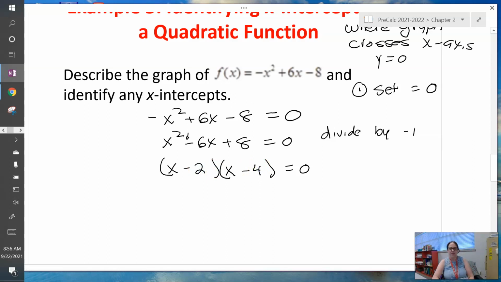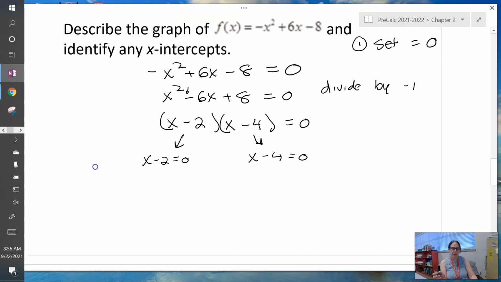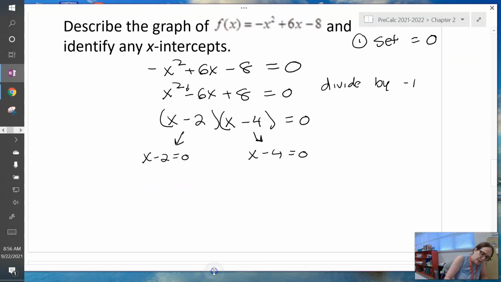Now set each of these little equations equal to 0. So x minus 2 equals 0, or x minus 4 equals 0. And the reason I'm doing this is the zero product property. What that says is if one of my factors equals 0, then when I multiply them together, my answer will be 0, because 0 times anything equals 0. And then just solve each of these little equations.